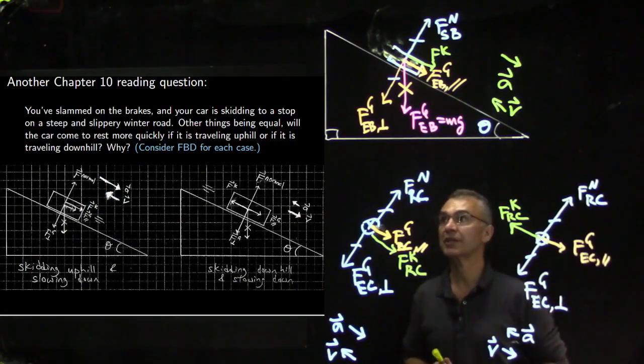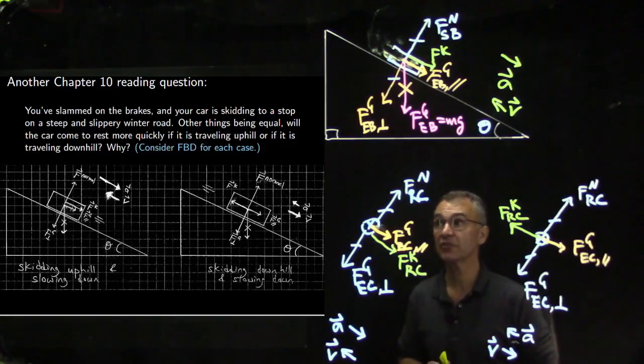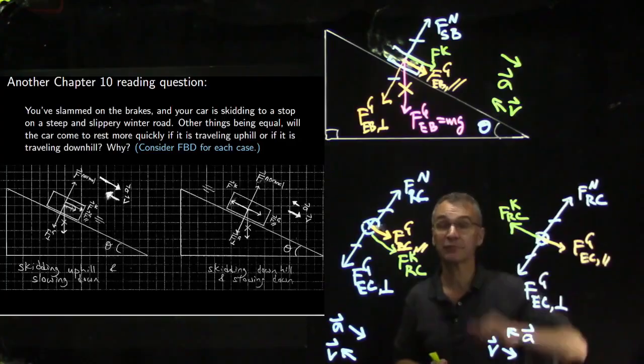Here's an old Chapter 10 reading question. You've slammed on the brakes and your car is skidding to a stop on a steep and slippery winter road. Skidding to a stop sounds like kinetic friction. Other things being equal, will the car come to rest more quickly if it is traveling uphill or if it is traveling downhill? Why? Consider a free body diagram for each case.